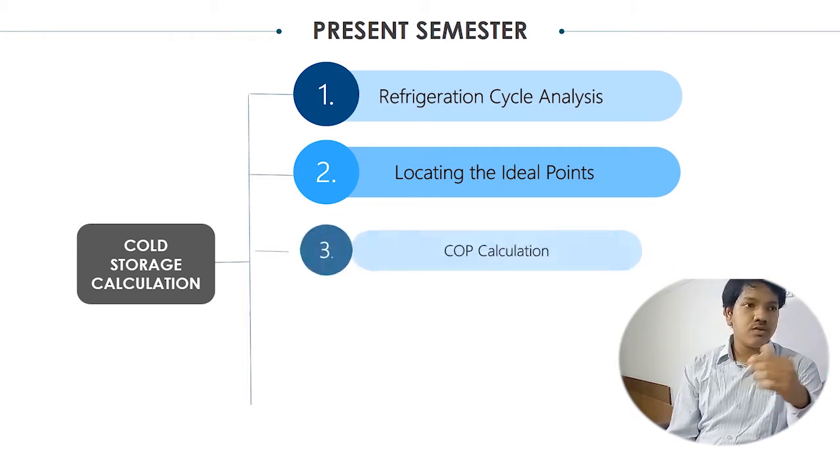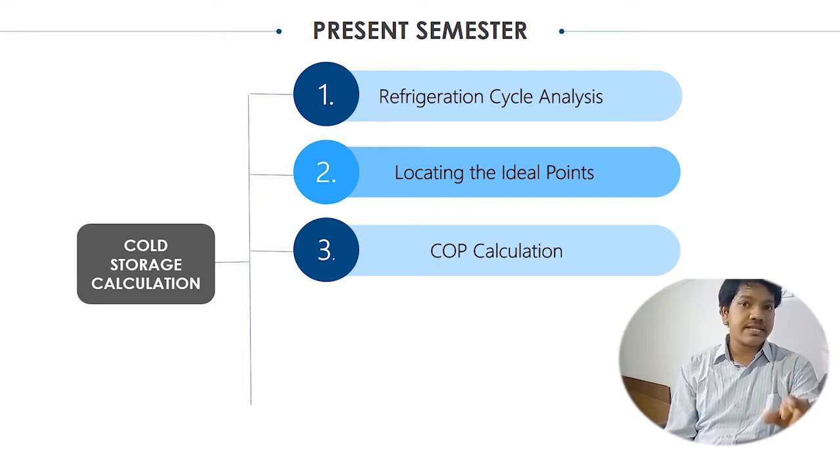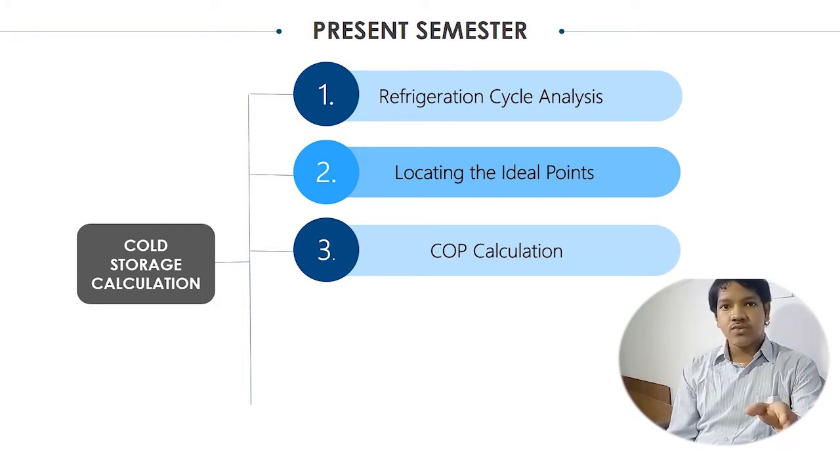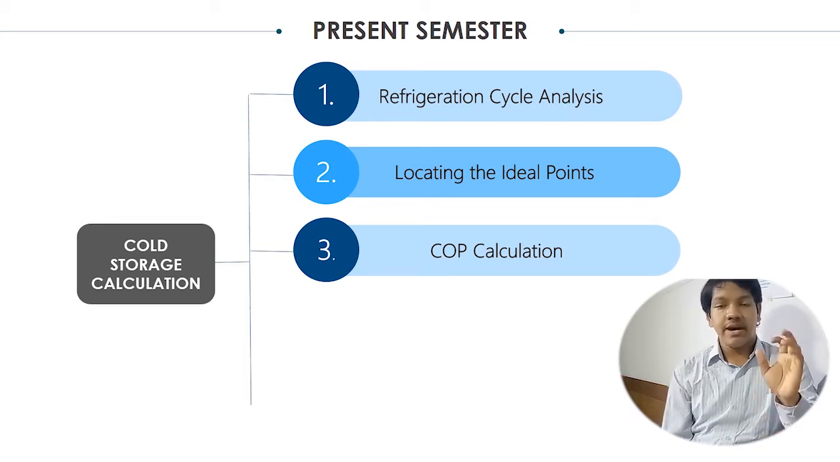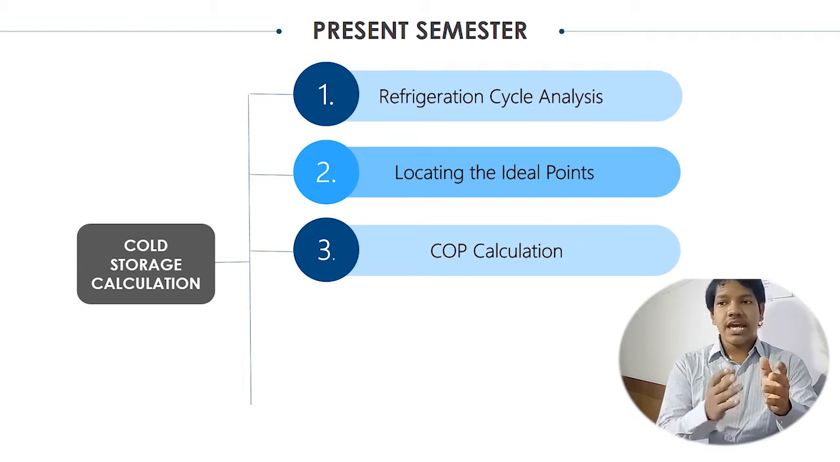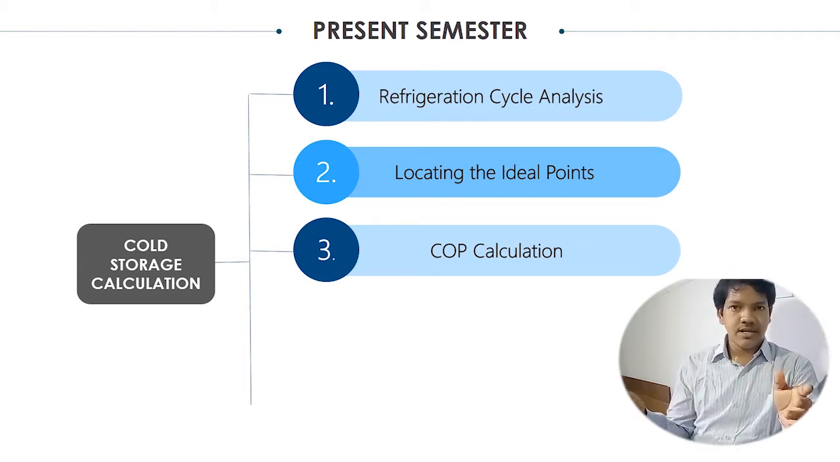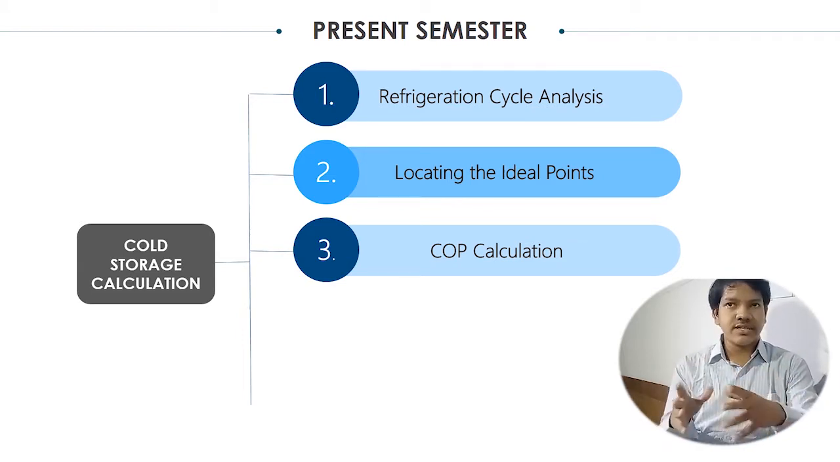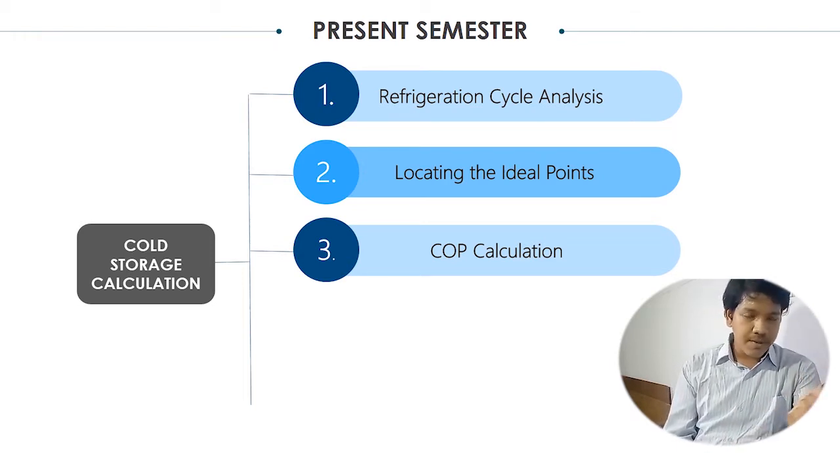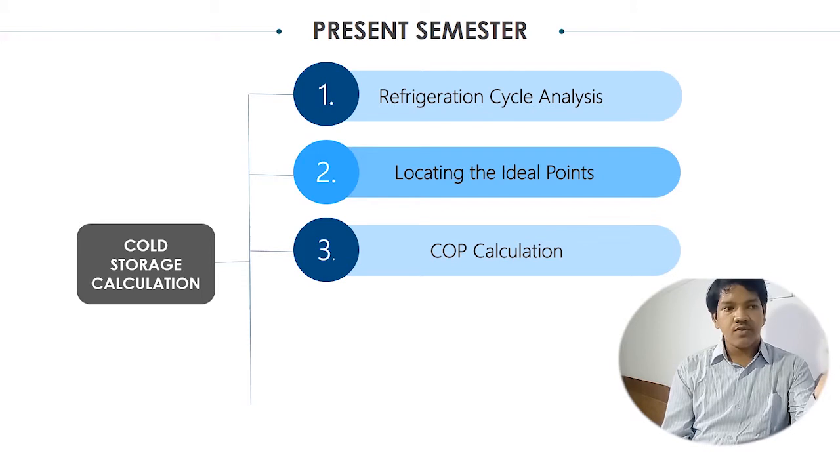Then we will calculate the COP, as well as the work done by the total cycle and the refrigeration effect, which needs to be at least 6 tons. Besides the refrigeration effect, we also need to calculate the mass flow rate of the refrigerant. That is very vital in order to calculate the rest of the parts of the total refrigeration system.